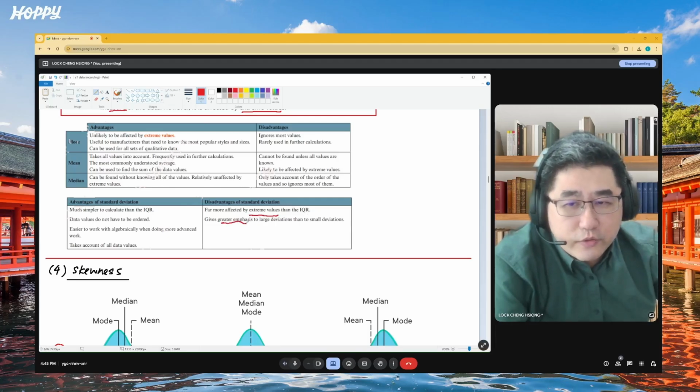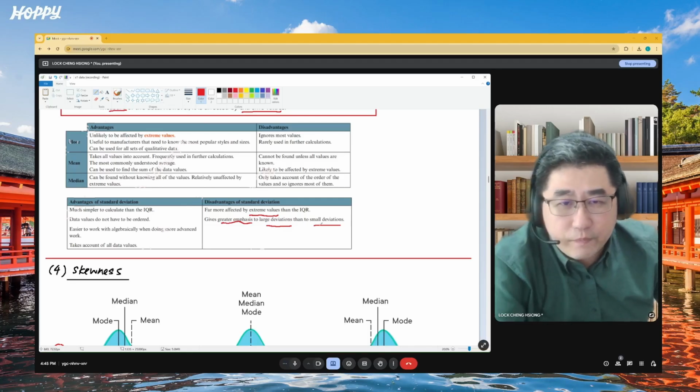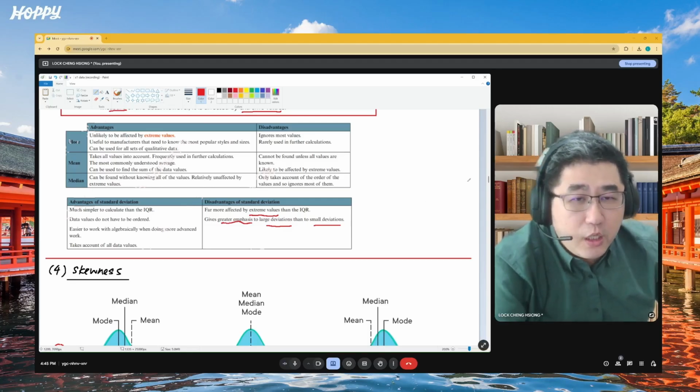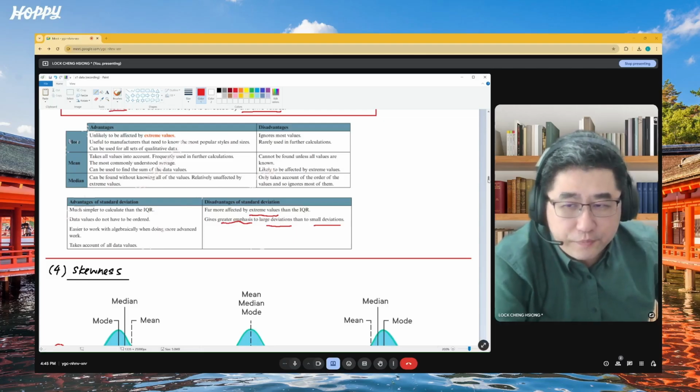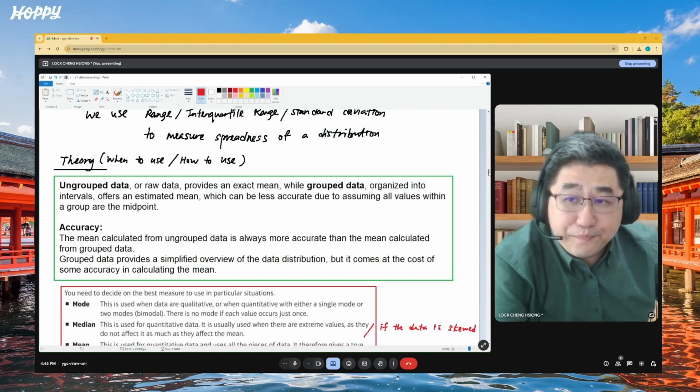It gives greater emphasis to the large deviations than the small deviations. So when the data is very widely spread, it actually enlarges the value, to show students the relativity of widely spread or more concentrated data. Okay, that will be the theory part.